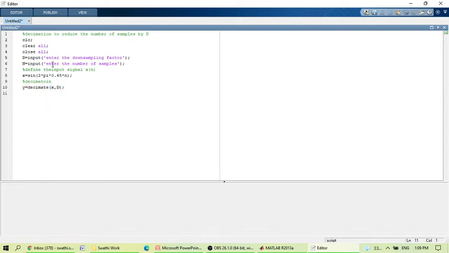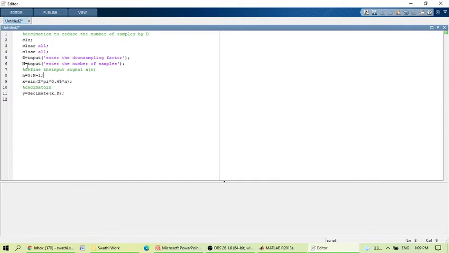Previously, for example, the number of samples in x is 100. If you want to reduce by a factor of 2, then 100 by 2 means the output will have 50 samples. Before that, here I had defined small n. So small n equals 0 to N minus 1. 0 to N minus 1 means how many samples? 0, 1, 2, 3 up to N minus 1 samples.